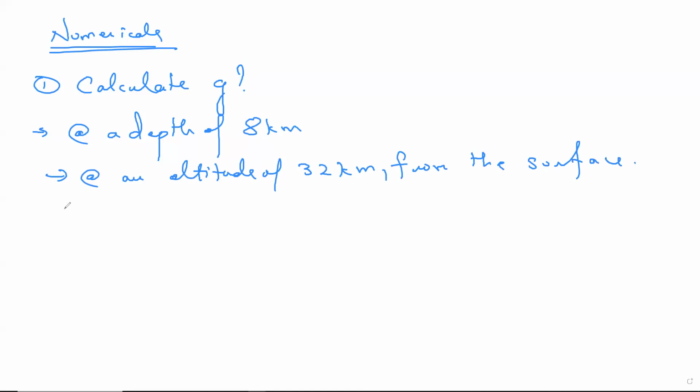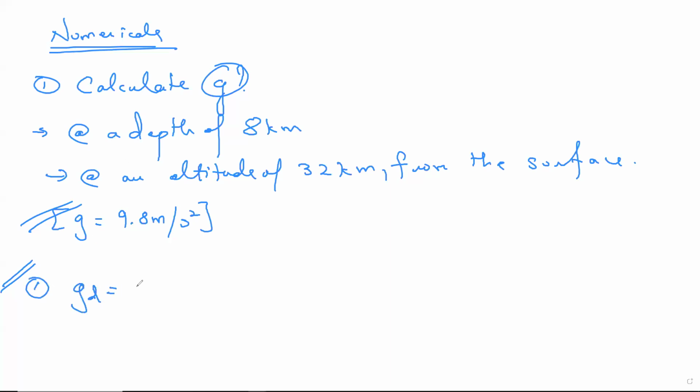They're also giving us a value: the value of g is equal to 9.8 meters per second square. Now, don't get confused. People think the value of g is what we need to find. What am I supposed to find? I'm supposed to find g_d as well as g_h. For the first one, I'm supposed to find g_d. g_d is given by g into, what did we learn when deriving it, 1 minus d divided by R_E. What is not given to us is the value of R_E. Everything else is given. Please remember this: the value of R_E is nothing but 6,400 kilometers. Very important.